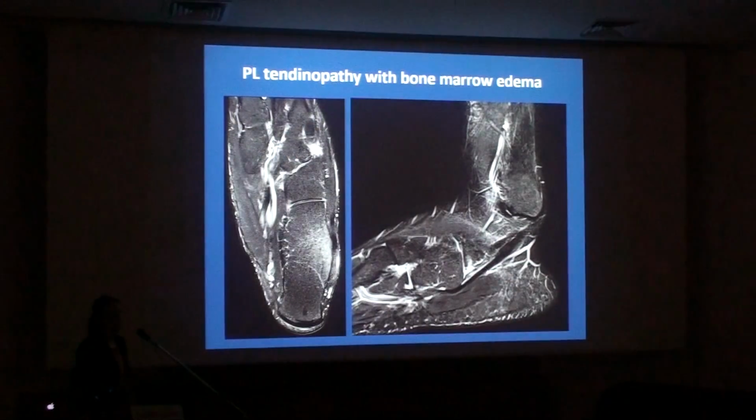Dr. Rosenberg has mentioned many of these things, which I'm going to re-emphasize, and one of them is the bone marrow edema along the lateral aspect of the calcaneus associated with peroneus longus tendinopathy, as you can see in this patient who was one of the colleagues. You can see the bone marrow edema here, and thickening and a little bit of signal heterogeneity of the peroneus longus.